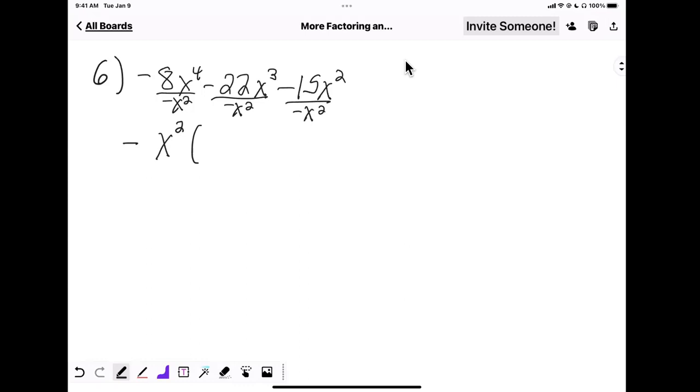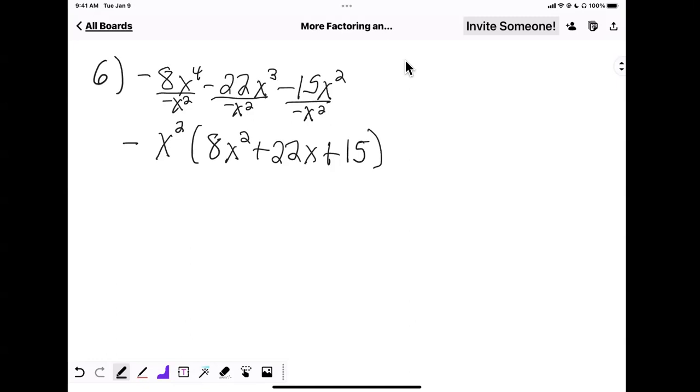Okay, negative divided by negative is positive. I have an 8. X to the 4th divided by x squared is x squared. Next one, negative divided by negative is a positive. 22. X to the 3rd divided by x squared is x. Negative divided by negative is a positive. 15, and the x squares go away.